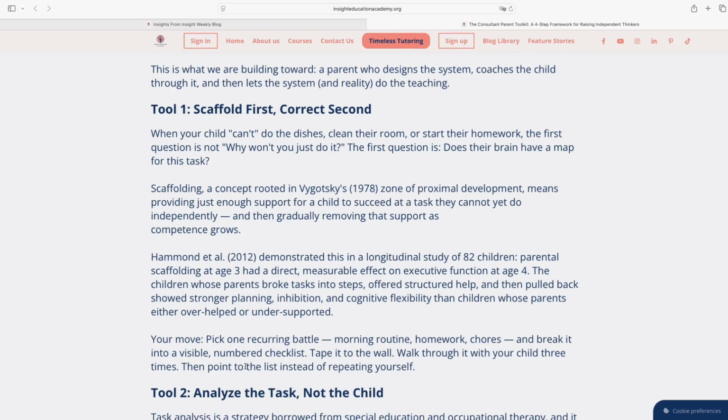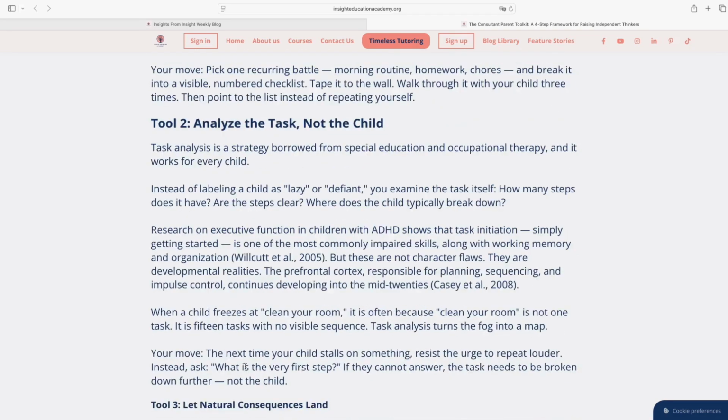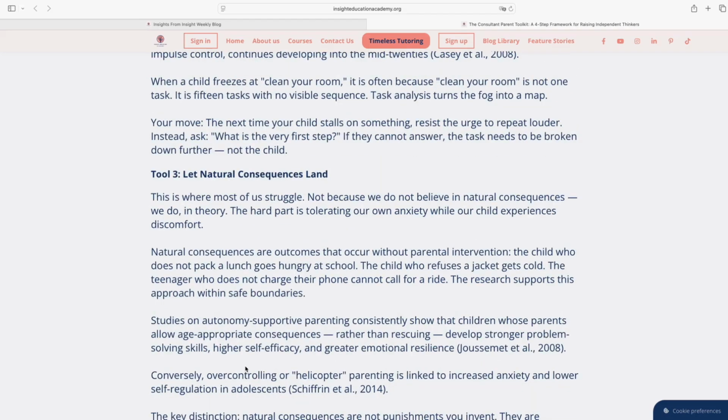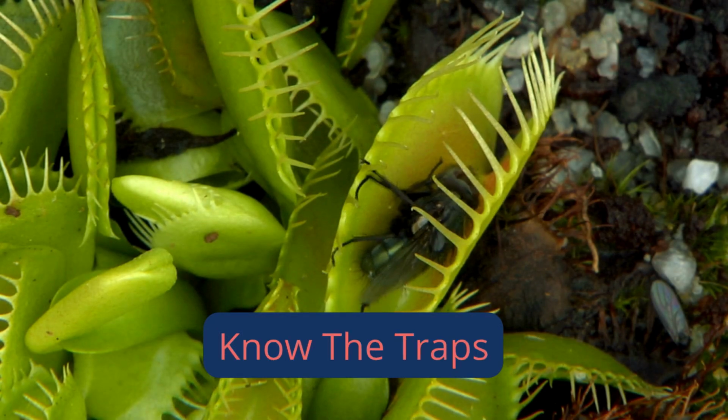This graduated fade is the whole point. You're not building a system you run forever. You're building a system that trains your child to run it themselves.